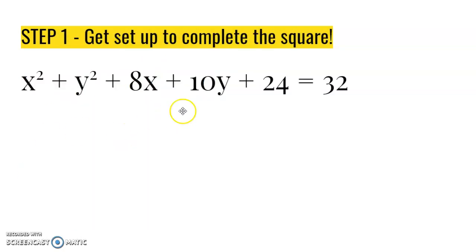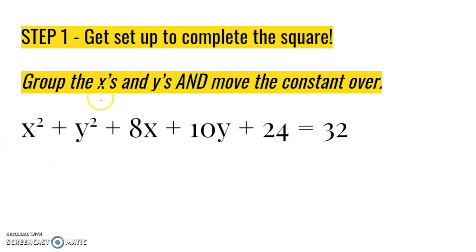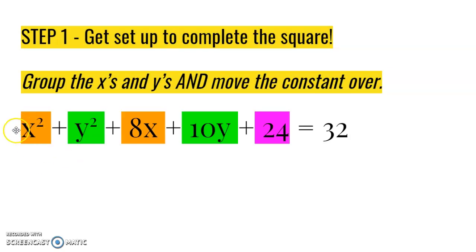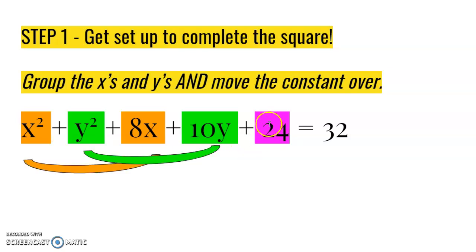Step 1, get set up to complete the square. What do I mean by this? Group your x's and y's and move this constant over. So my x and y terms, I have x squared and 8x, those go together. I have y squared and 10y that go together. And then my 24 here needs to move over to the other side.